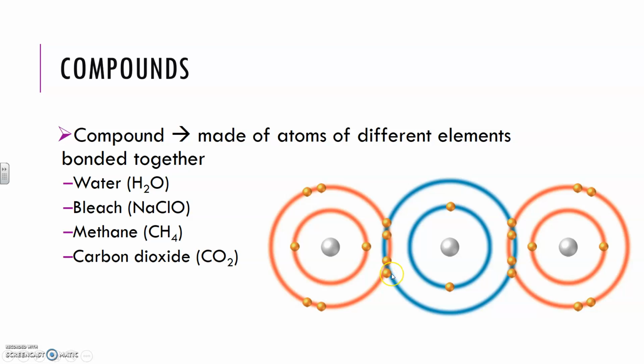If you count the ones that are associated with the blue, you've got 1, 2, 3, 4, 5, 6, 7, 8. So this carbon has 8, and you can do the same with each oxygen. You've got 2 here, 2 here, and then 4 here. So each oxygen has 8 in the outer level. So all of these atoms are happy.